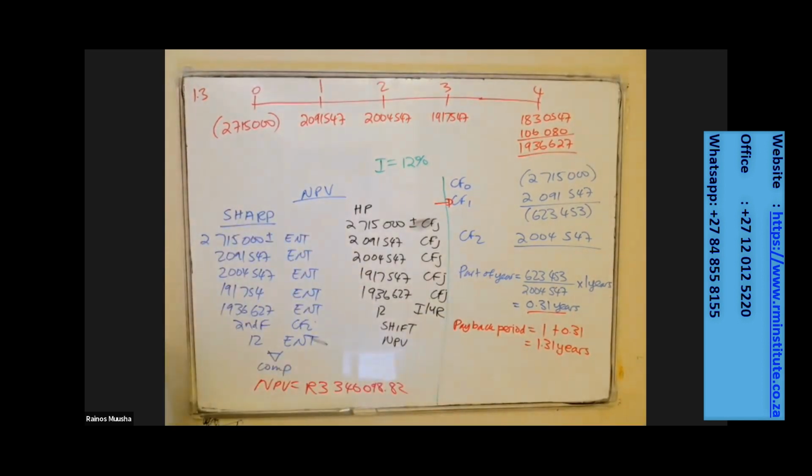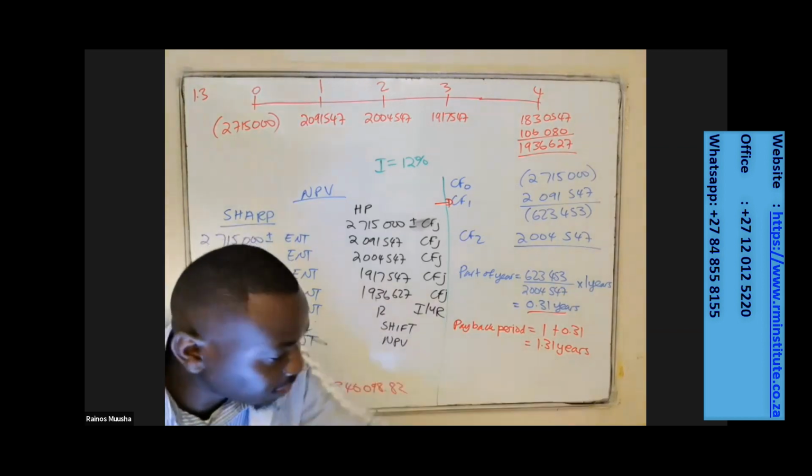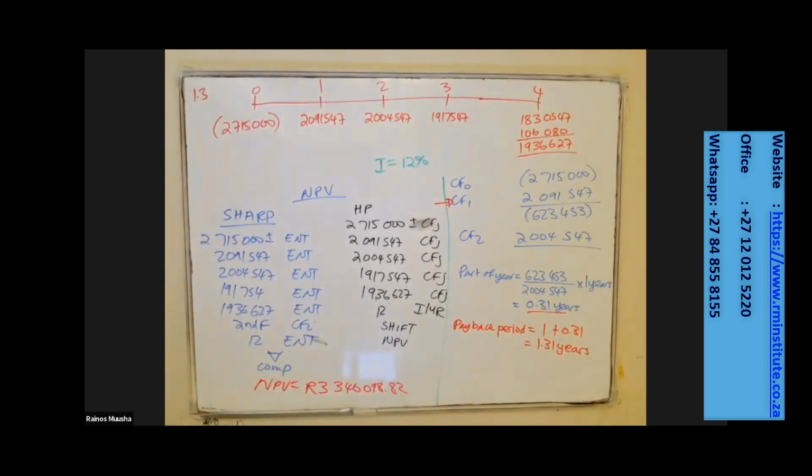So what does that mean? It basically means that based on the payback period method, it is acceptable for us to replace the old machine with the new machine. So based on both the net present value and the payback period, it is acceptable for us to replace the old machine with the new machine. Why? Because the net present value is greater than 0 and the payback period is less than 2 years.